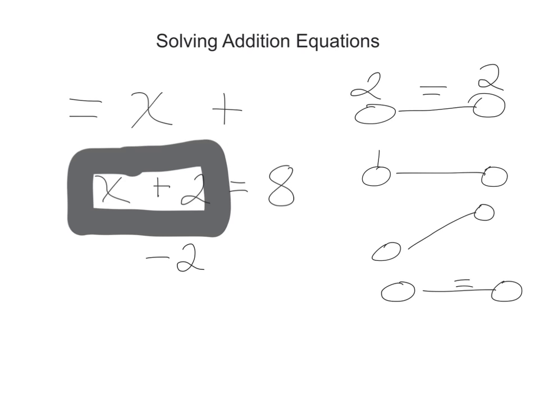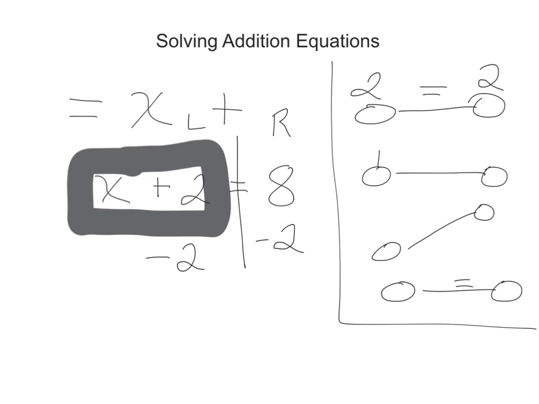Well, what we do in algebra to balance an equation is we say whatever we do to one side, we do to the other side. So I want you to think of these equations as 2 different sides. So we're going to divide this in half. We have a left side and we have a right side. So whatever we do to this left side, we're going to come over and do to the right side. So I subtracted 2. I'm going to come to the right side, I'm also going to subtract 2.